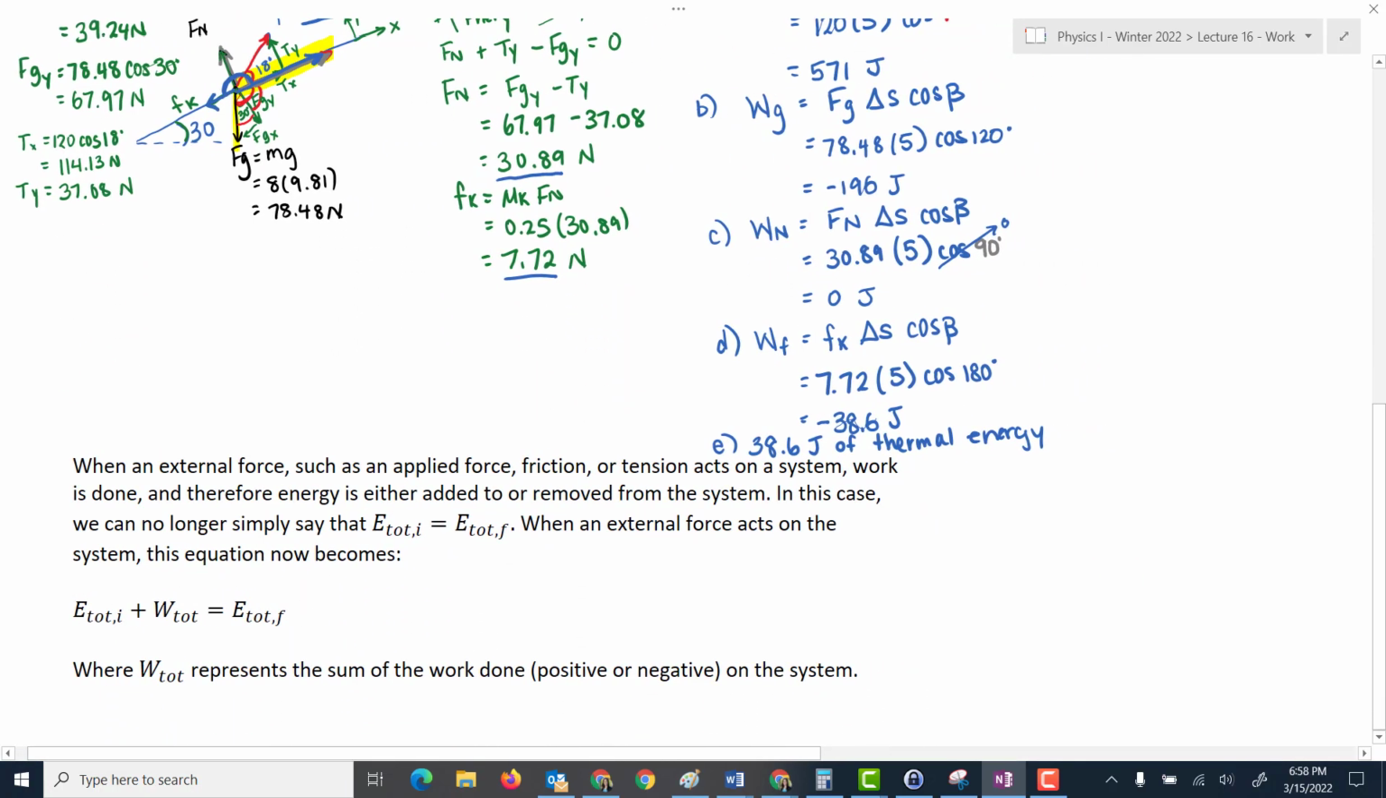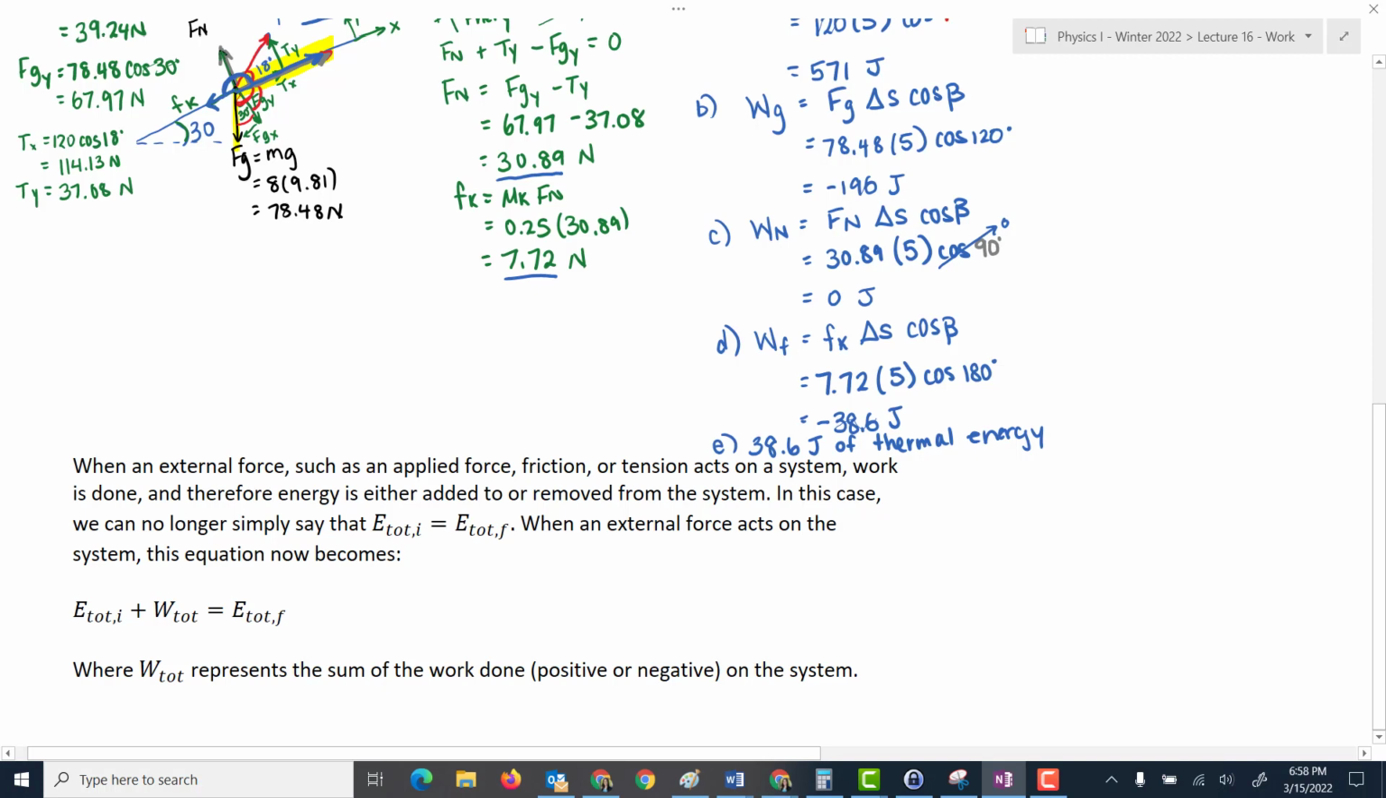Okay, so when there's an external force, such as an applied force, a force of friction, or a tension acting on the system, work is always going to be done, and therefore energy is added to or removed from the system. So there's always energy added to or removed from the system anytime work is done.